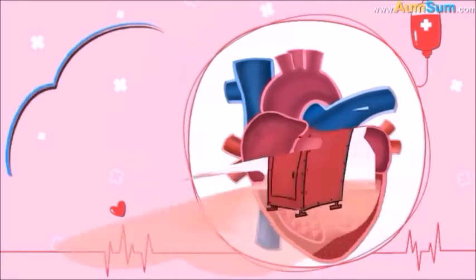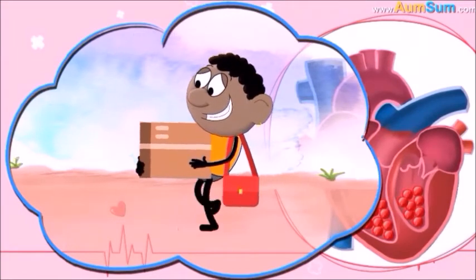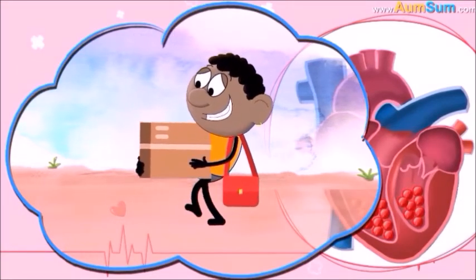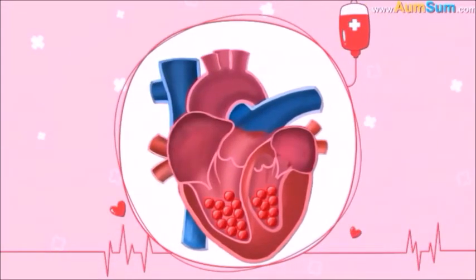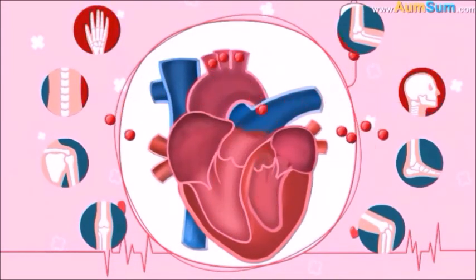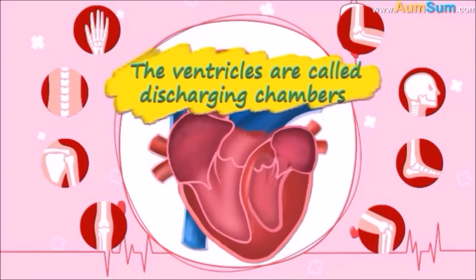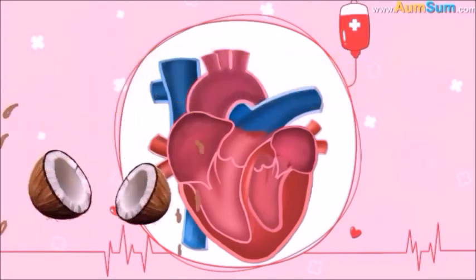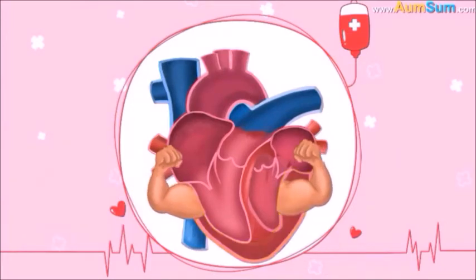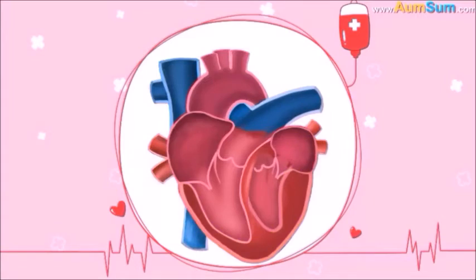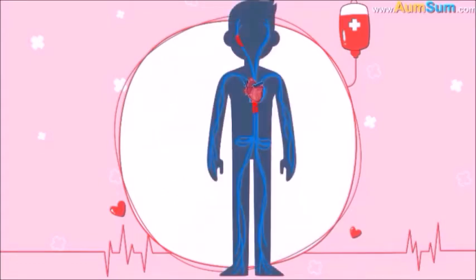Now, moving on to the ventricle. Just like the postman collects all the letters from the postbox and delivers them to their respective locations, the ventricle also collects blood from the atrium and pumps it to different parts of the body. Thus, the ventricles are called discharging chambers. Ventricles have thick muscular walls. Why thick? Because the walls need more muscle tissue to generate enough pressure so as to pump blood out of the heart and distribute it to the entire body.